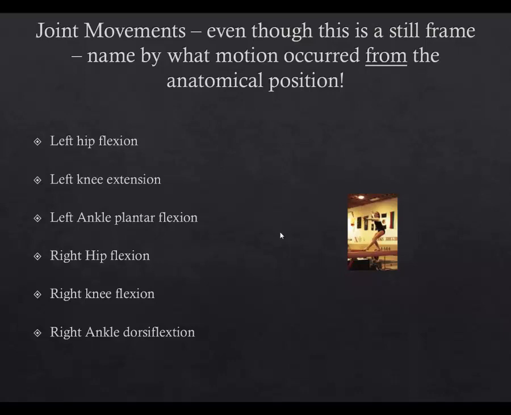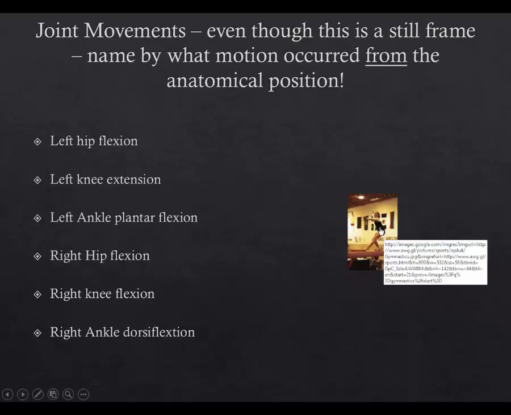So if this gymnast were in the anatomical position, left hip, this side right here, she is flexing the left hip, because remember that anterior thigh is moving towards the anterior part of the trunk. Left knee extension, and then left ankle plantar flexion. She's pointing her toe down. The right hip on the other side is also flexed. The right knee is flexed.